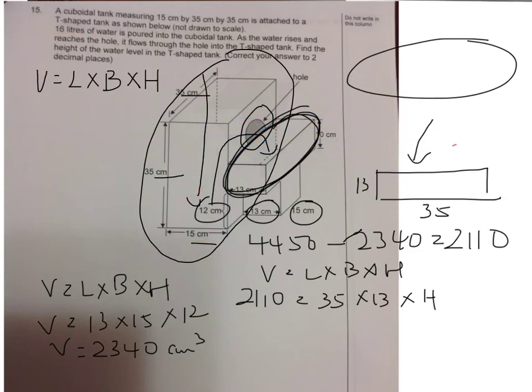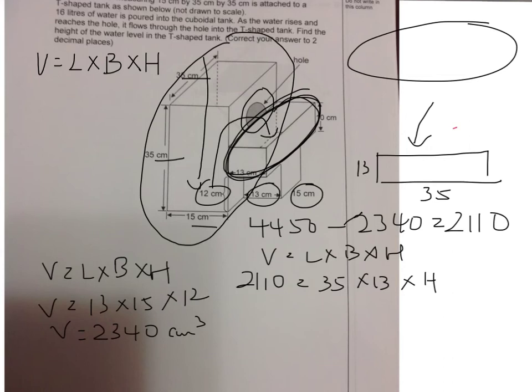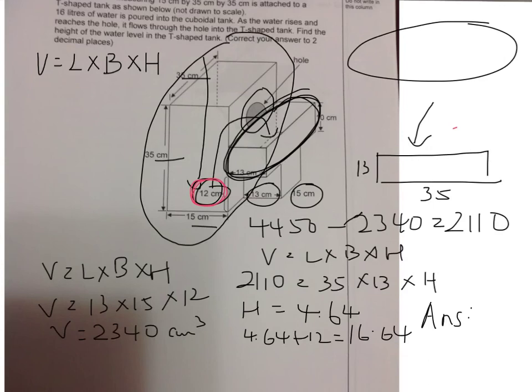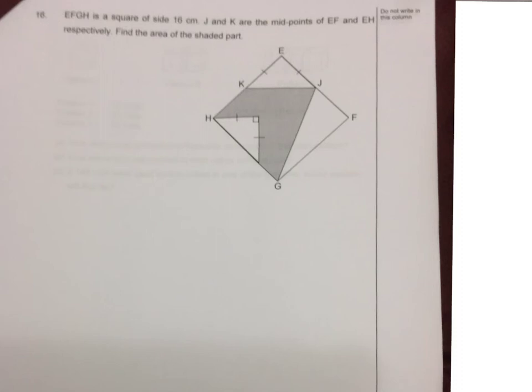Okay, so here you realize that your height is going to be about 4.64, plus the original 12 cm height here. So you should have 4.64 plus 12 equals 16.64. Your final answer for this question should be 16.64 centimeter.